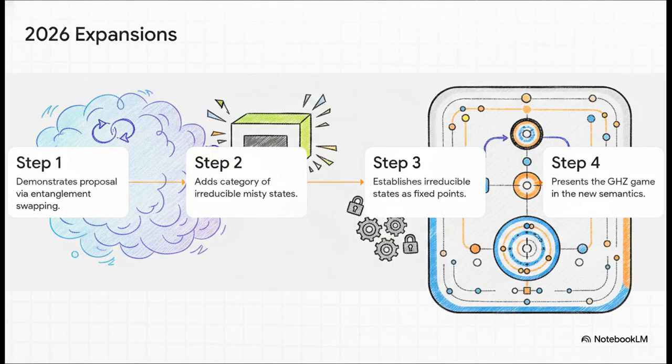German systematically proves the framework's robustness in a few distinct phases. First off, he successfully simulates entanglement swapping, which, by the way, is a highly non-trivial protocol where two qubits that have never directly interacted suddenly become entangled. Pretty wild. From there, he introduces a fascinating new mathematical object, irreducible MISTY states. He establishes these irreducible states as acting fixed points within the semantics.